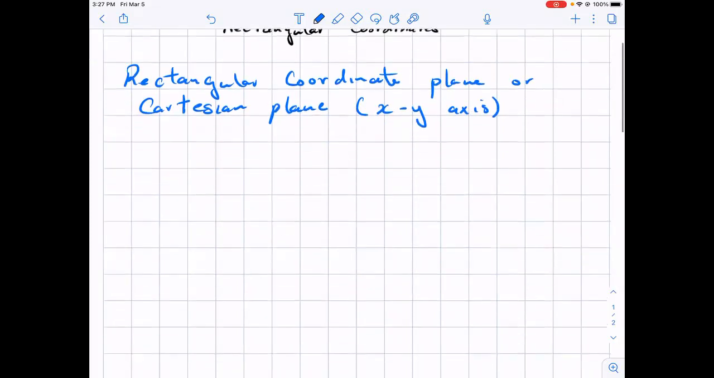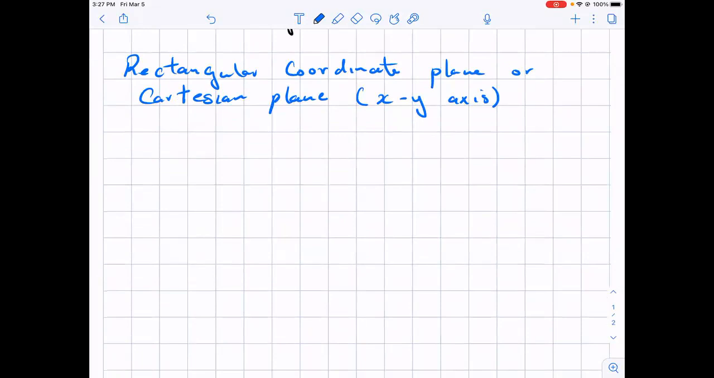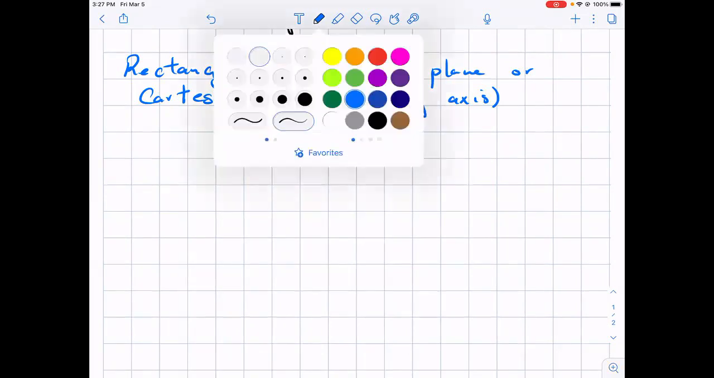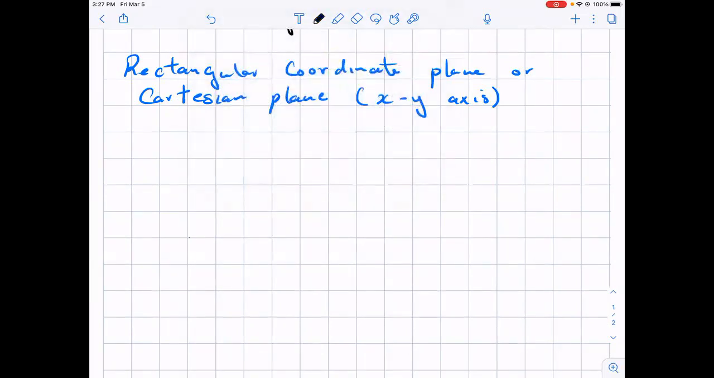So just briefly, because I have a video on the full recording of the rectangular coordinate plane, but I wanted to present this to show how we use it with some problems. So the rectangular coordinate plane, or the XY axis, is a horizontal line, which we call the X-axis, and a vertical line, which we call the Y-axis.